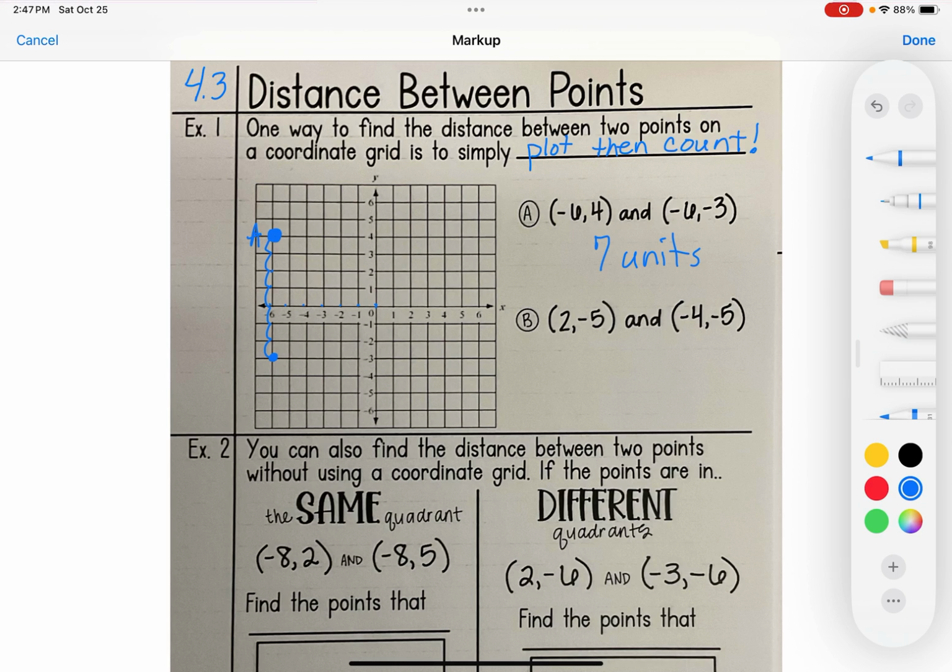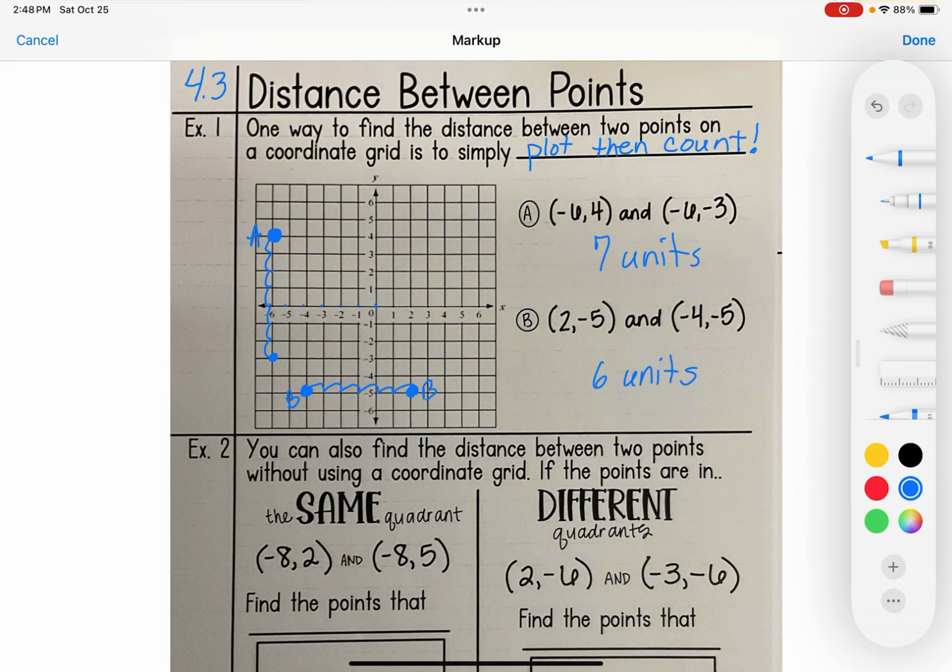Okay, let's do the next one. B, 2, -5. Over to the right 2 because it's positive. Down to the -5 because it's negative. I plot my point right there. That's B. Now I'm going to plot -4, -5. So I'm going to the left to -4, down to -5. I'm going to plot it right there. All right, and now I'm going to count. 1, 2, 3, 4, 5, 6. 6 units.